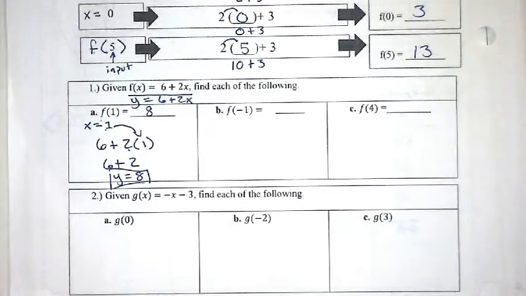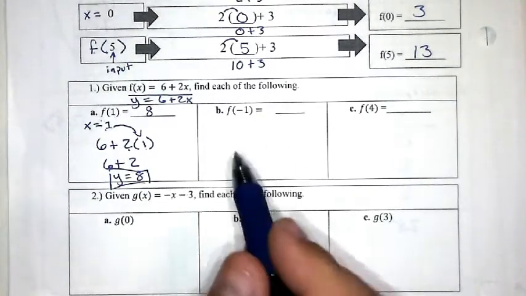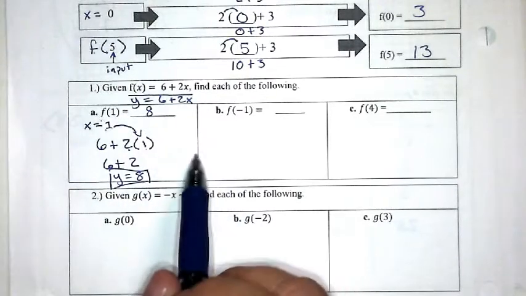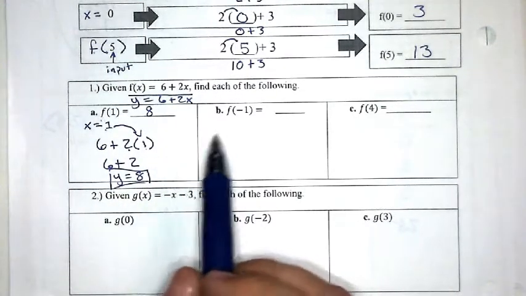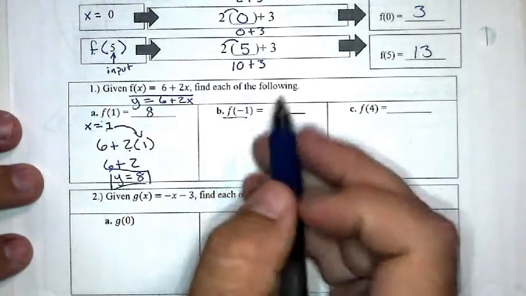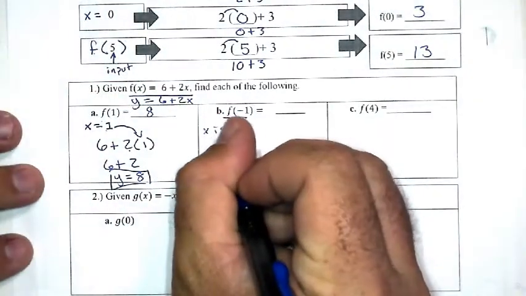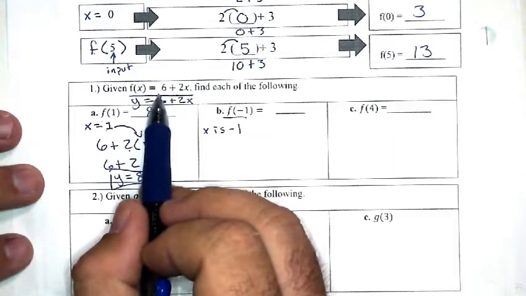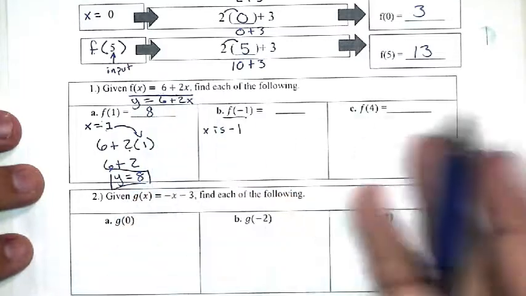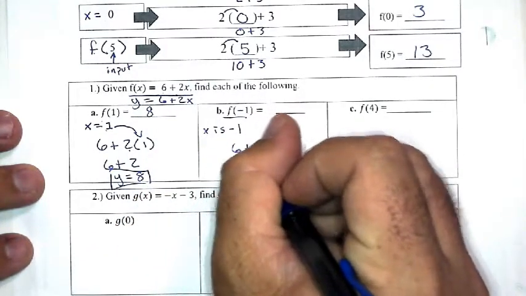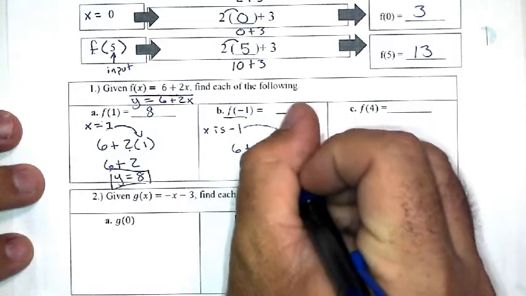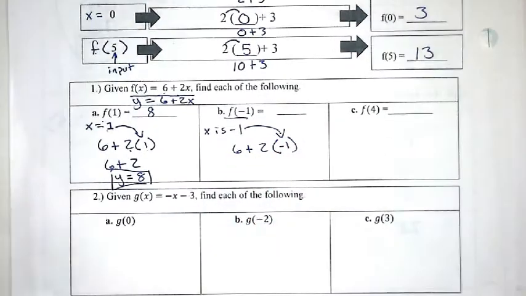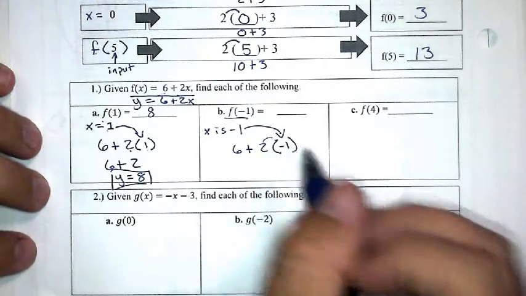Let's look at 1b and see what that's asking. This says x is -1. Up here, I said the expression is 6 plus 2x. Take that expression, substitute. Wait, what do I do after substitute? Oh, simplify. What is 2 times -1? -2. What's 6 minus 2? 4.